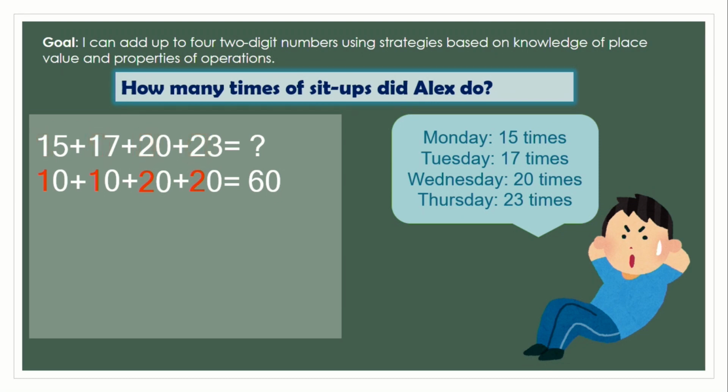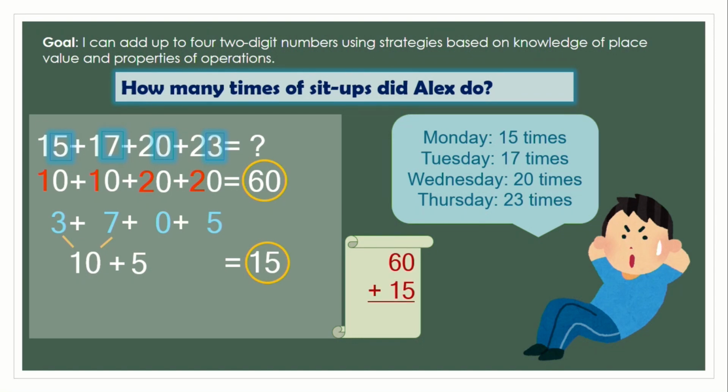Next, after we're done adding all the tens place numbers, what should we do? Yes, we need to add all the ones place numbers now. There are 5 and 7, 0 and 3. Here, also you can switch their positions to make your adding easier. After you get your two partial sums, the very last step is just to add the two partial sums together. Now, we will get the sum.